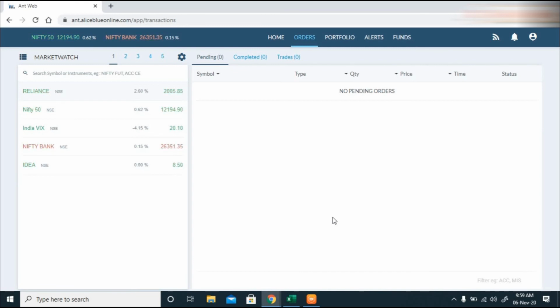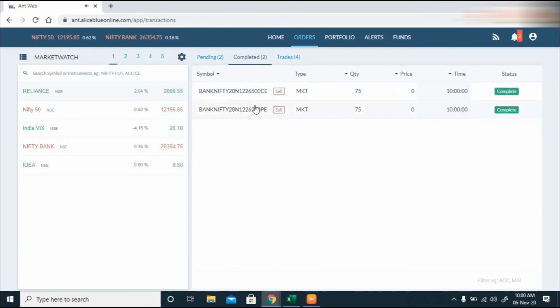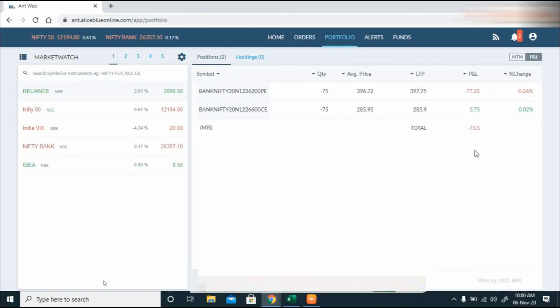As soon as the clock strikes 10, we can see that our short strangle has been placed. The order is completed and the SLM of the orders are also placed correspondingly. We can now sit back and relax as our SLM orders are placed and will be squared off at 15:15.